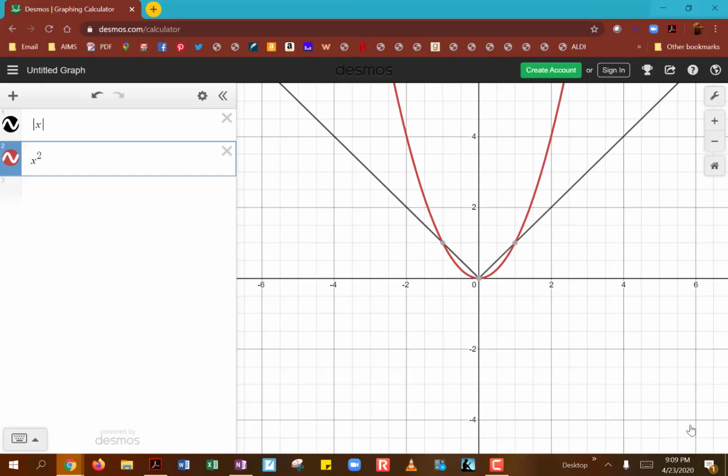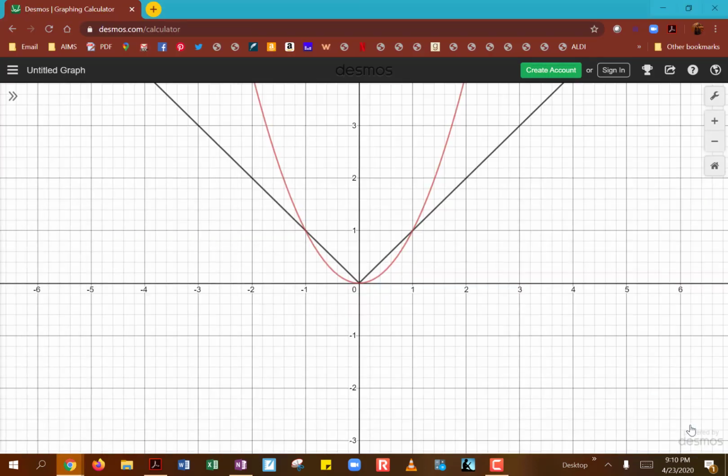Okay, so again, back to our Desmos calculator, you can see that these guys are intersecting right here at (0, 0). They're intersecting here at (1, 1), and intersecting here at (-1, 1). So 3 different points where the two graphs are intersecting.